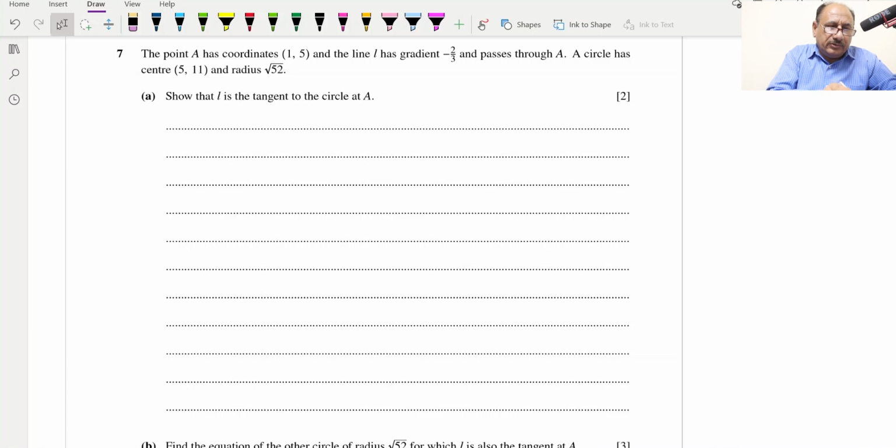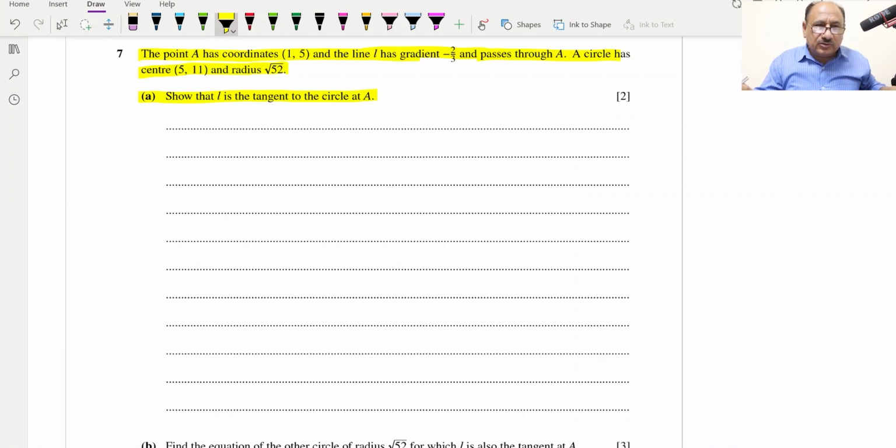Question number 7. The point A has coordinates 1, 5 and line L has gradient minus 2 by 3 and passes through A. A circle has center 5, 11 and radius square root of 52. Show that L is the tangent to the circle at A.